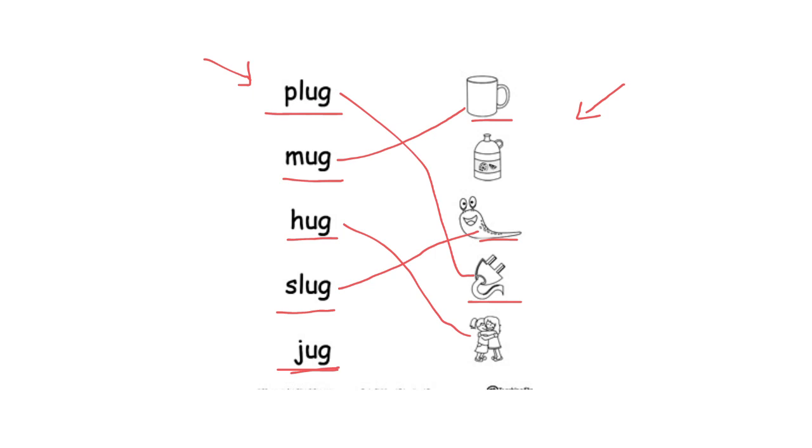Can you read the last word? Jug. Where is the jug? Yes, this is the jug. Now listen to the words. Plug, mug, hug, slug, jug. Did you hear the ug sound at the end? They all have the ug sound at the end. These are the ug word family.